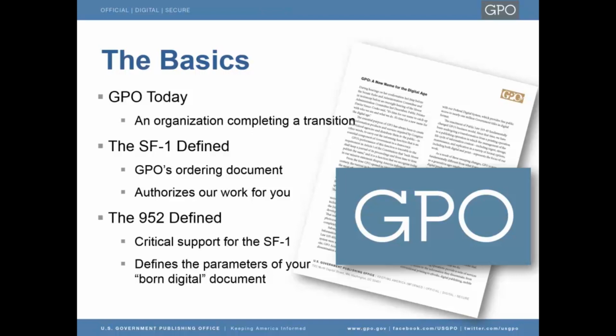Ordering agencies must process in accordance with the internal agency procedures, including all internal funding approvals, prior to placing the order. Form 952 is a critical supporting document to the SF1. In an evolving world of technology, your document may have been born digital, meaning it was conceived, designed, and drafted entirely on a computer. In this world of intangible documents, the 952 defines and communicates the parameters of your digital files.